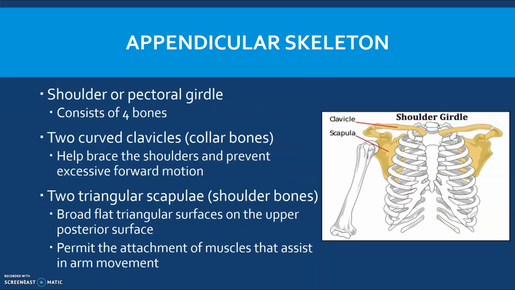The scapula or shoulder blades and the clavicle or collarbone compose the shoulder or pectoral girdle. This connects the upper extremity to the axial skeleton.